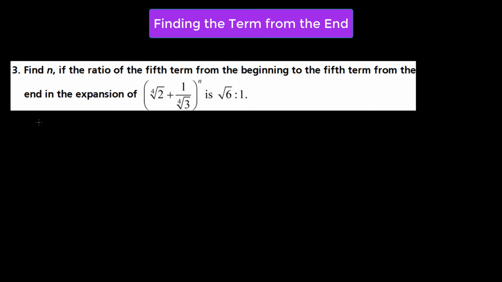So we have the number of terms. The number of terms is equal to n plus 1. So we have the number of terms here. Now what do we do? We find out the fifth term from the end.